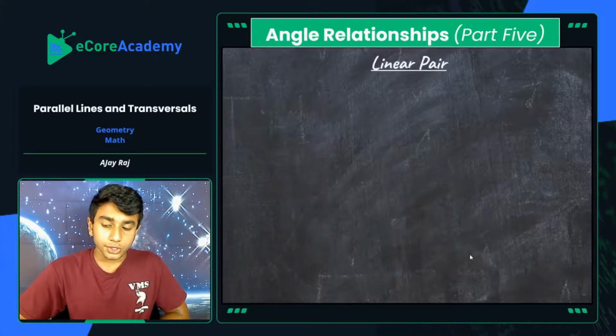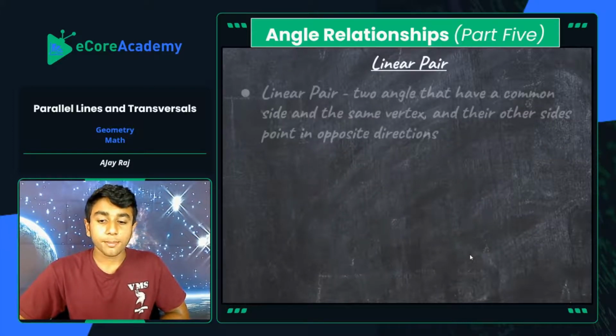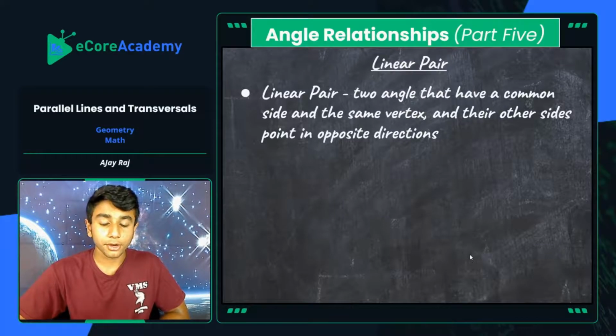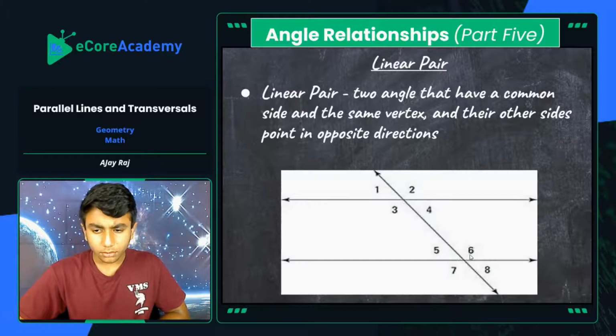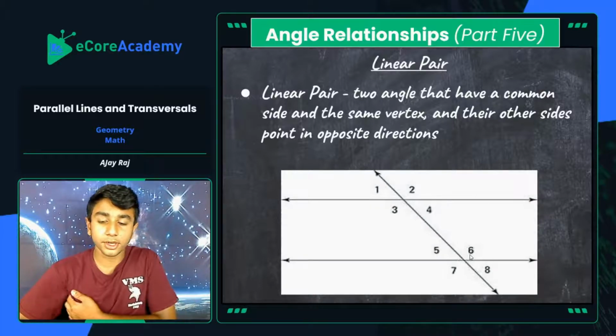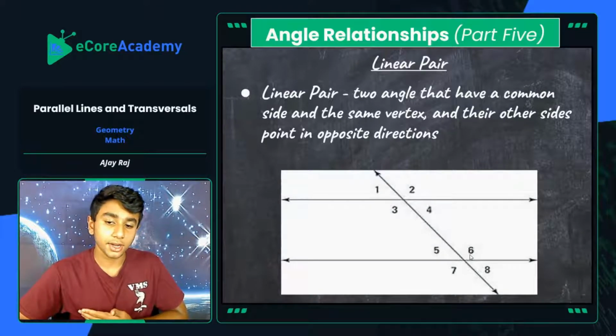And finally, for angle relationships part 5, let's look at linear pairs. So I've also shown you what linear pairs are, but linear pairs also apply specifically to this situation. So linear pairs are two angles that have a common side and the same vertex. So that's basically two adjacent angles, and their other sides point in opposite directions. So if you look here, what basically will form a linear pair is anything that adds to 180 degrees.